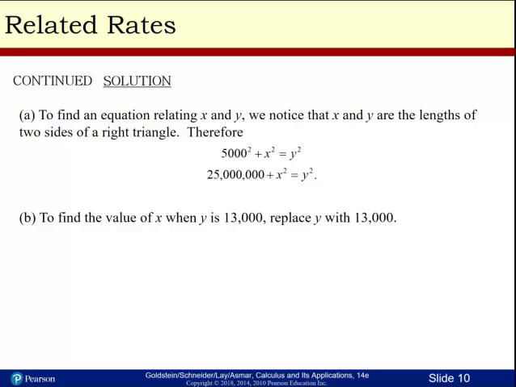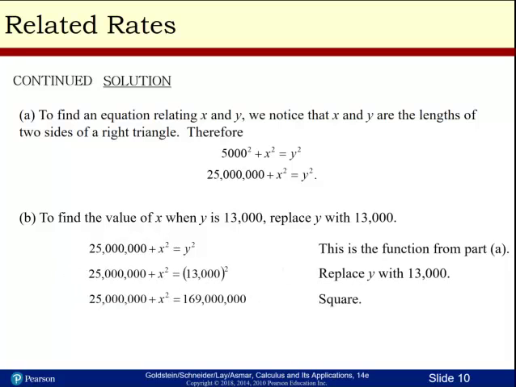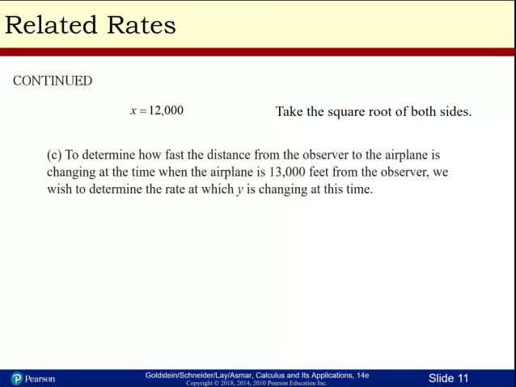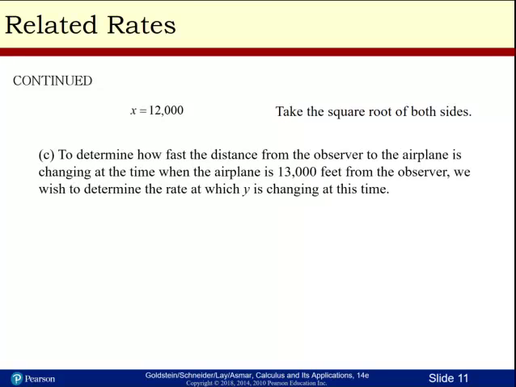So next I need to find the value of x when y is 13,000. That means I'm going to replace y with the 13,000. So just plugging that in, I'm going to get that x squared is 144 million, and then I get that x is 12,000 when I take the square root of both sides. Cool. To determine how fast the distance from the observer to the airplane is changing at the time when the airplane is 13,000 feet from the observer, so that's when y was the 13,000, we wish to determine the rate at which y is changing at this time. So we want dy over dt at this time.